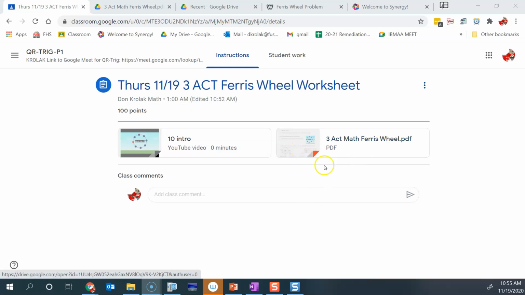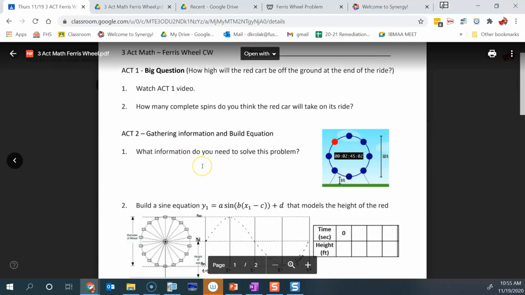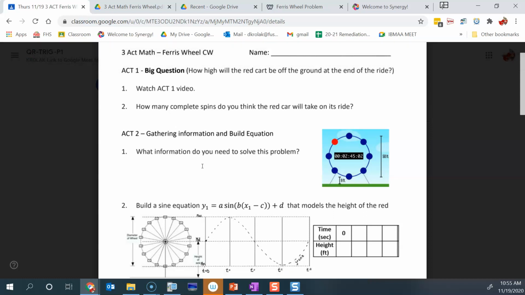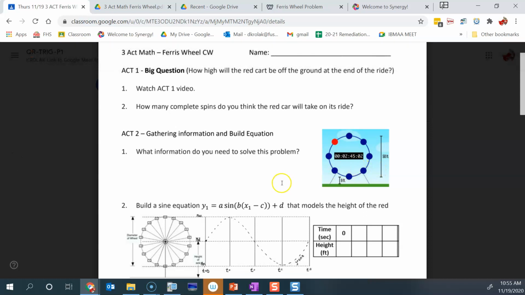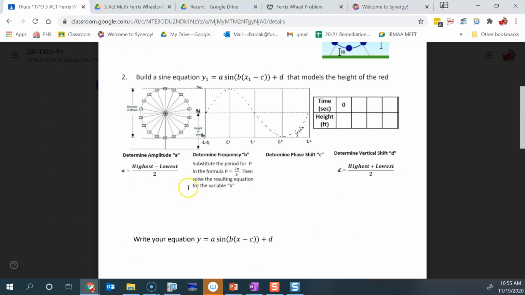All right, so what you're going to be doing is coming up, we got one final Ferris wheel, but this time, instead of me giving you the period or telling you what the period is, you're going to have to figure it out from a video, what the period is of a particular Ferris wheel.